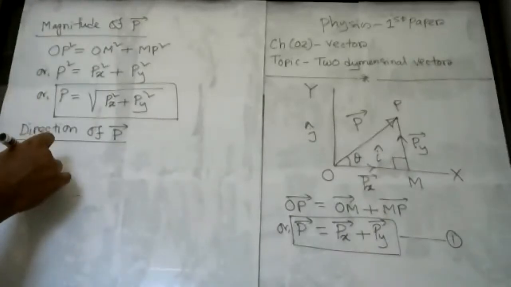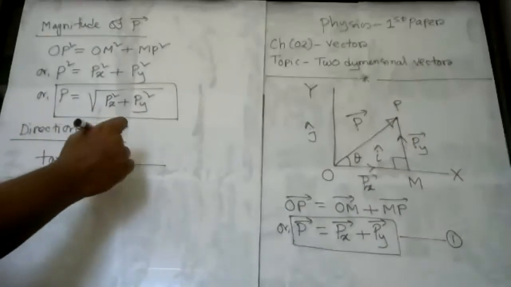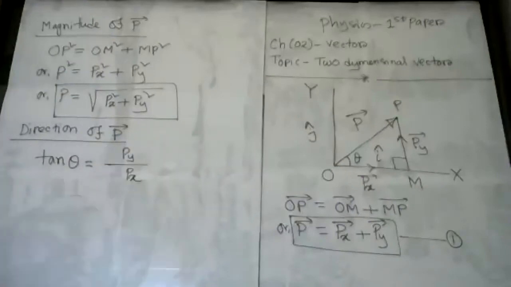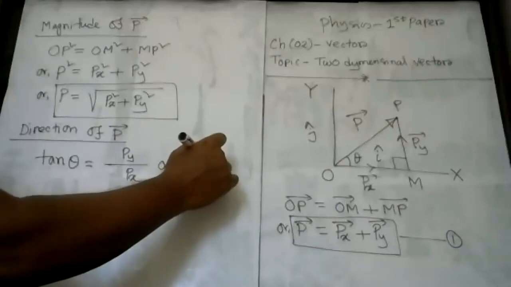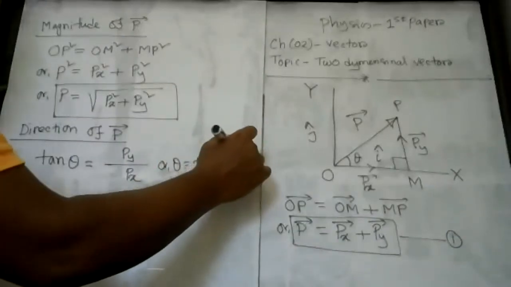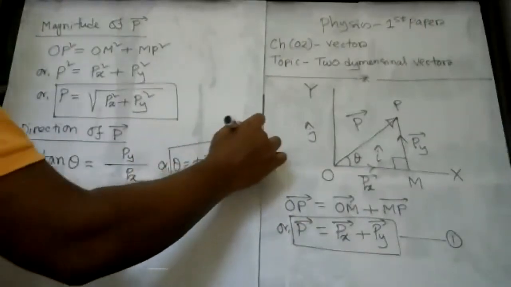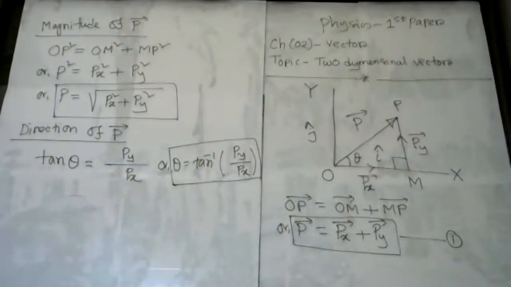Then you may apply tan theta here. So tan theta will equal perpendicular by base. So angle theta will equal tan inverse, where perpendicular is Py and base is Px. So this is the direction. Direction theta equals tan inverse of Py divided by Px.